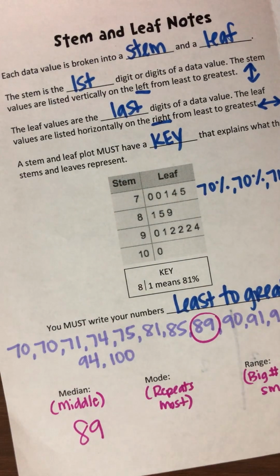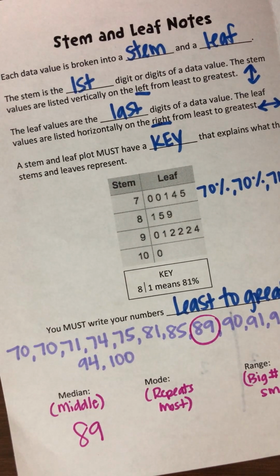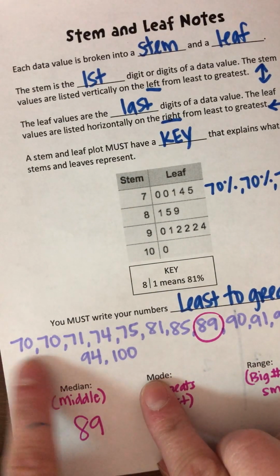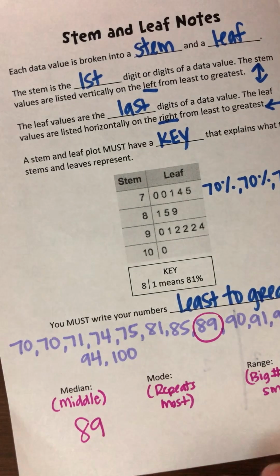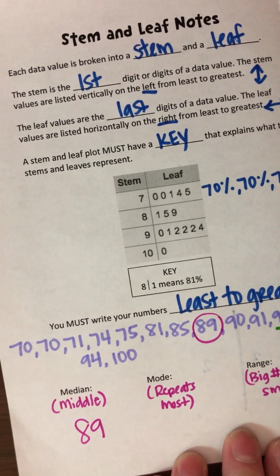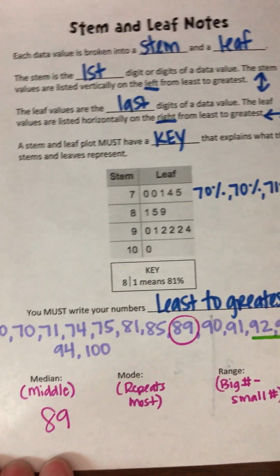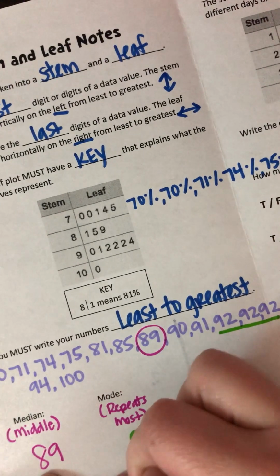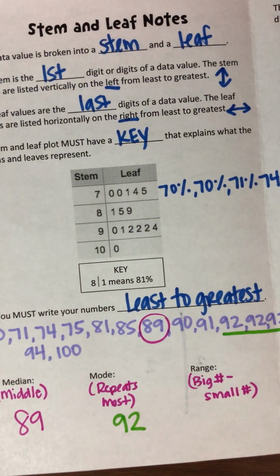So then I look, and I'm looking for the mode. The mode is the one that repeats most often. So let's see, I have a 70 that repeats, and I have a 92 that repeats. Well, 92 repeats 3 times, whereas 70 only repeats twice. So 92 is going to be our mode because it repeats the most times.